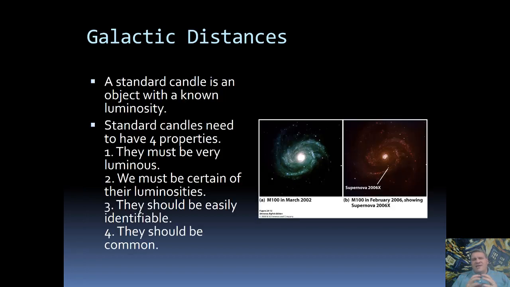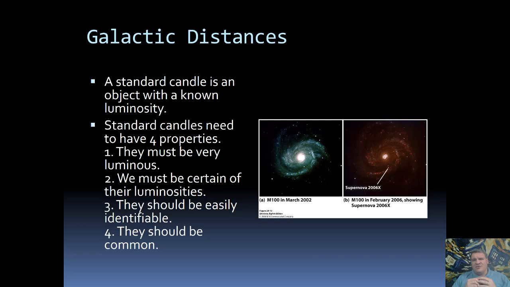So knowing that we need to have these objects of a known luminosity, we have the idea of a standard candle. A standard candle is an object where we know the luminosity. A good standard candle has four properties. First, it needs to be very luminous. We want it to be very luminous because the more luminous it is, the farther away we're still going to be able to see it. So the more luminous it is, the greater distances we can figure out.